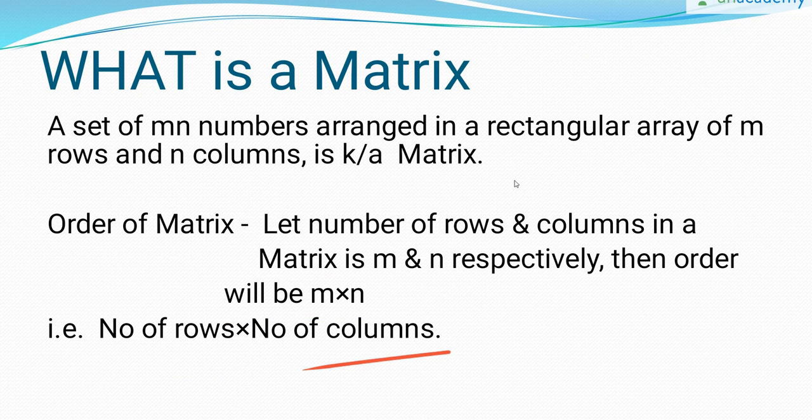We should be very much aware that the order is number of rows multiplied by number of columns and not number of columns multiplied by number of rows. This is a very common mistake that many of us make. So we have to avoid this, and order will be rows multiplied by columns.